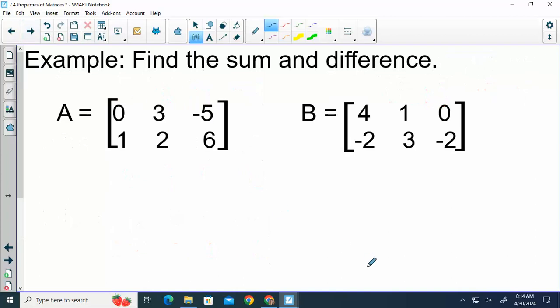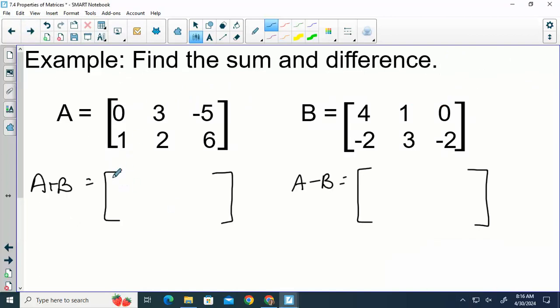You guys try this one. So A plus B, what'd you get? 4, negative 5, and then row 2, negative 1, 5, and 4. Okay. A minus B. Negative 4, positive 2, negative 5, row 2, 3, negative 1, and 8. All right, does everybody agree with those? So we can add and subtract matrices.